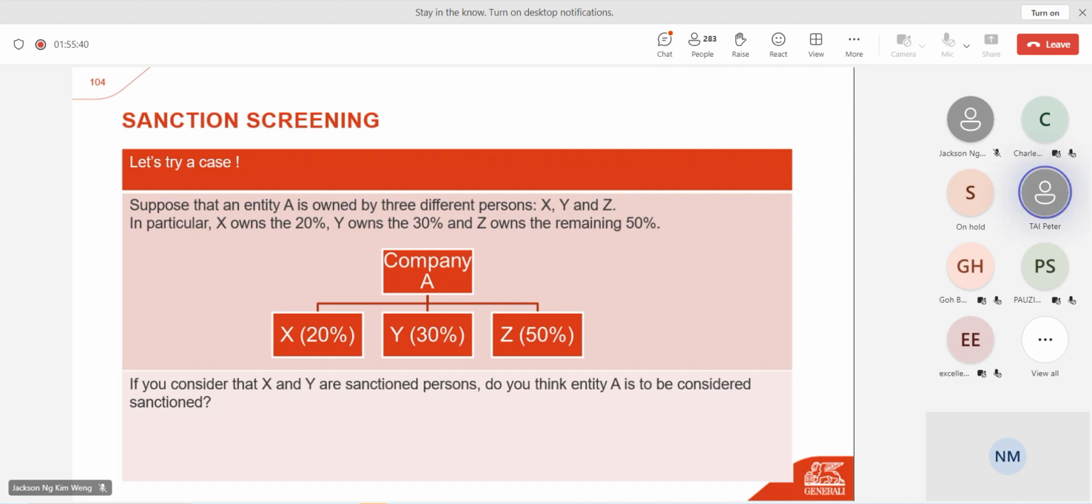Now I'm going to share with you this situation. Let me have your opinion. Let's say X and Y are sanctioned persons. X is from Yemen, Y is from Israel, and Z is from Singapore. Let's say. Then they form a company A. Do you think company A should be sanctioned or not? Yes or no?